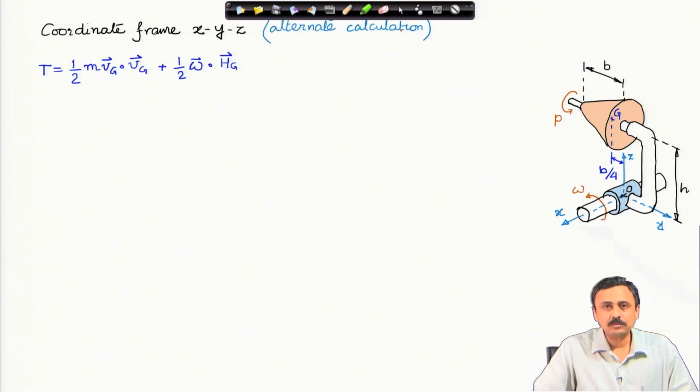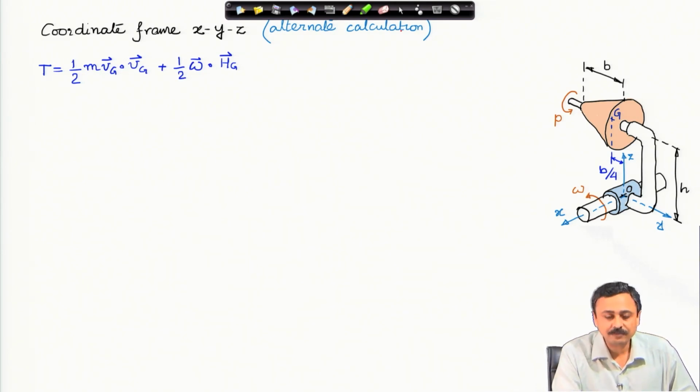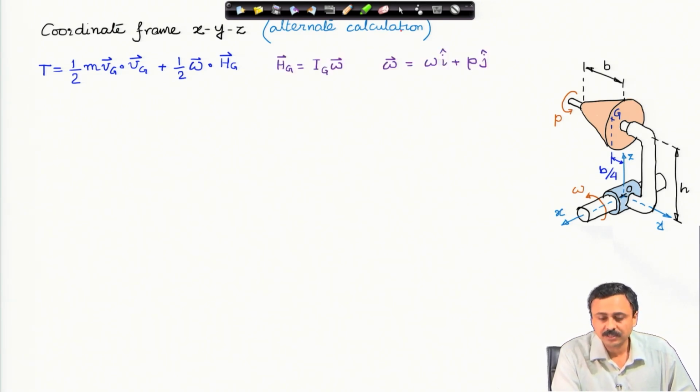Let us try to redo this kinetic energy calculation in a more direct way. We know that the kinetic energy of the cone is the kinetic energy of translation of the center of mass plus the kinetic energy of rotation about the center of mass. Let us follow this approach. Vg we have calculated in the previous step, Hg also we have calculated in the previous step. Let me show it quickly. Hg is Ig times omega, the net angular velocity of the cone we have discussed, omega I cap plus p j cap.